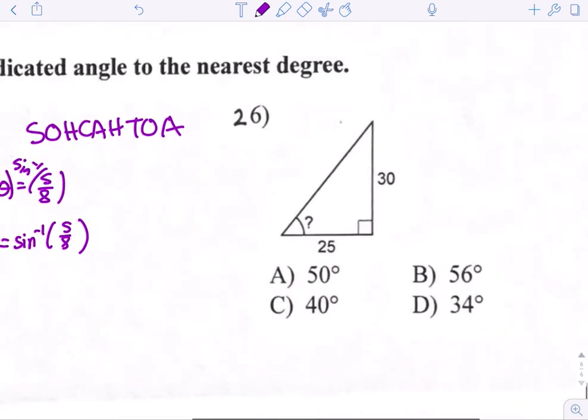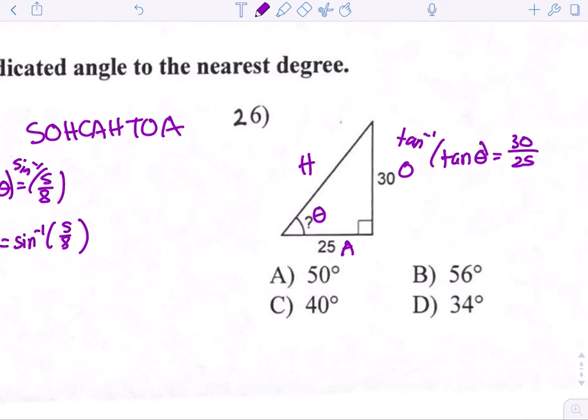Over here, here's theta. So let's label opposite, adjacent, hypotenuse. There's information at O and A, which is TOA, which is tangent. So tan theta is equal to 30 over 25. To isolate the theta and find our angle measurement, just take tan inverse of both sides. Theta is equal to tan inverse of 30 over 25. Put this in your calculator, second tan of 30 divided by 25. 50 degrees around.